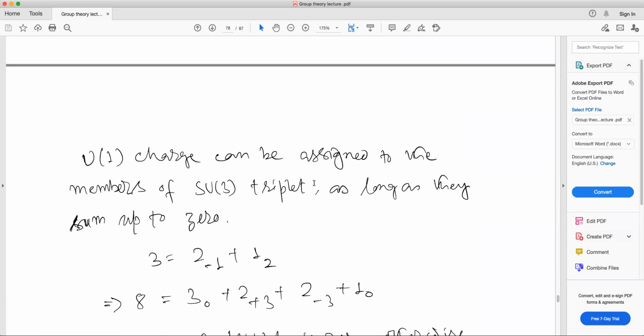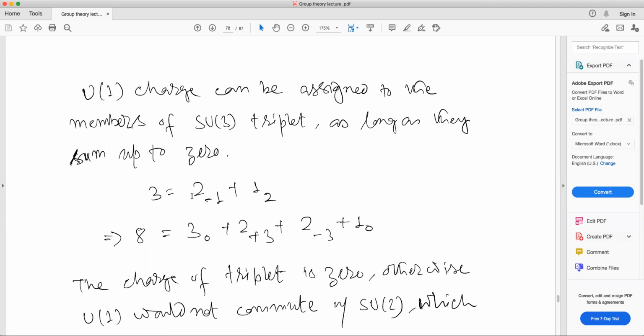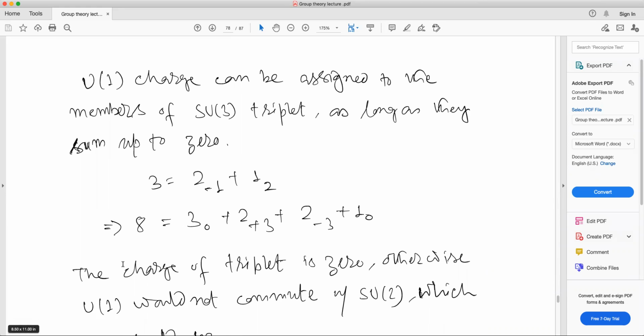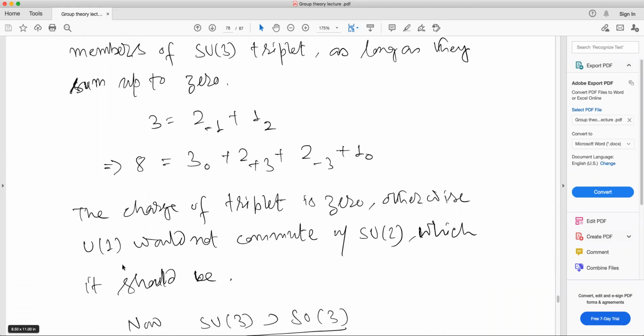And these U(1) charges can be assigned to the members of the SU3 triplet as long as they sum up to 0. That's the traceless condition, like 3 equal to 2 minus 1 plus 1, 2. Similarly, from there you can construct the 8 as 3, 0 plus 2 plus 3, 2 minus 3, 1, 0. And the subscripts are basically the U(1) charges, and they are not normalized as of now.